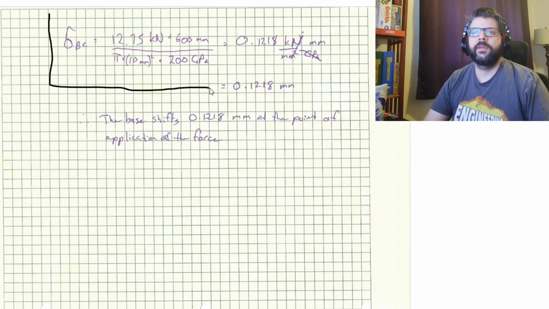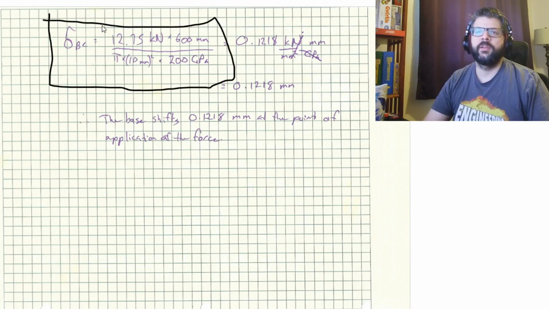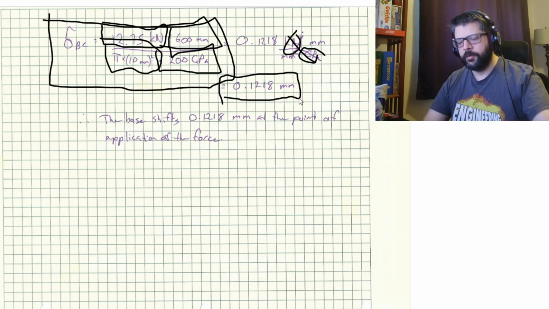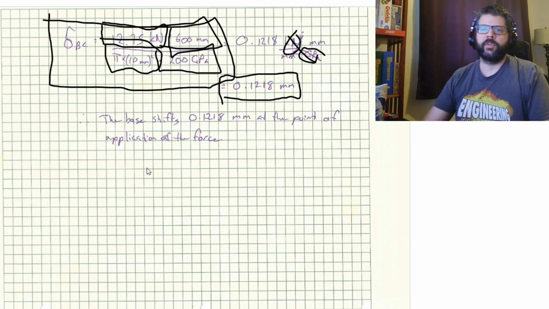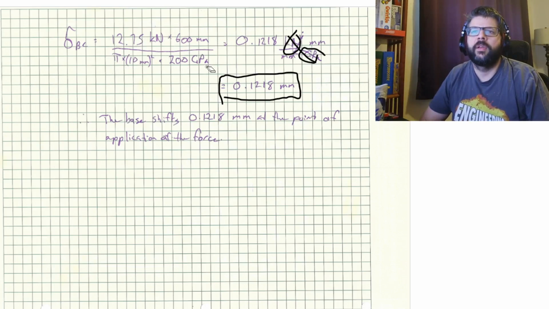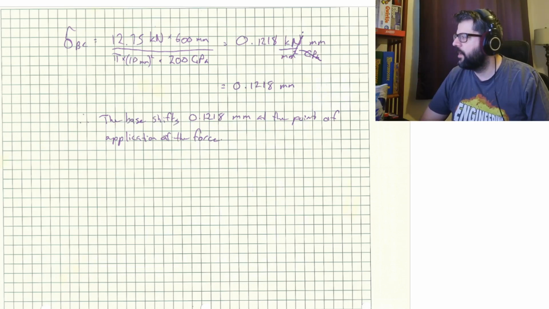So got that here. Again, load, length, area, stiffness; our kilonewtons, millimeters squared, and our GPa cancel out once again. So we're given 0.1218 millimeters. That's going to be how much our point of application of the force is going to shift when we apply that load. And yeah, that is about that.